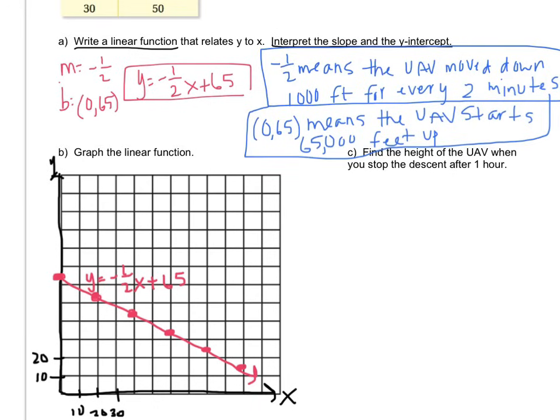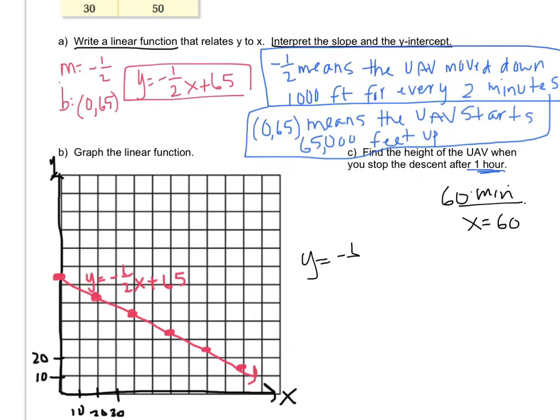Then I plotted a couple more points so I could get a more accurate line, and I labeled it with the equation. Last thing we have to do for this example is find the height of the UAV when you stop the descent after 1 hour. Now 1 hour is 60 minutes. Whoops, that's very sloppy. So I will plug in an x value of 60 into the equation.